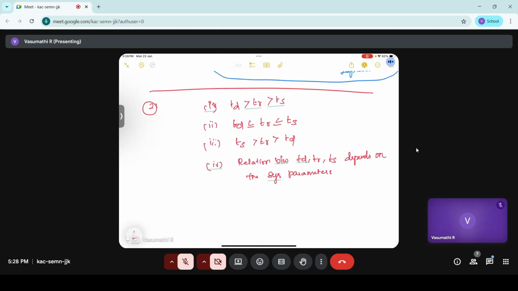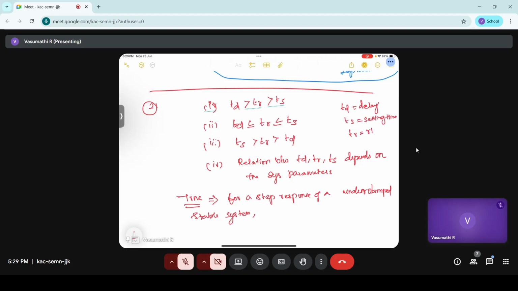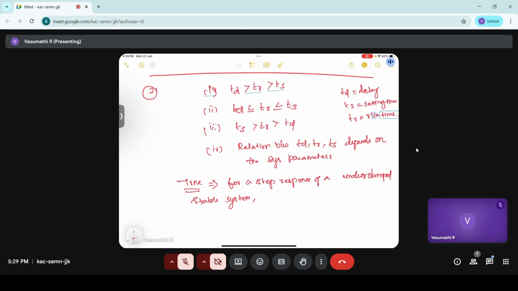The question is, which of the following statements is true? You have to find the true statement for a step response of an underdamped stable system. Given TD is the delay time, TS is settling time, TR is rise time. I will give you 2 minutes to think about it. If you want, just revisit that lecture content, what is rise time, settling time, and delay time, and try to answer this question from your point of view. What would be the best option according to you?